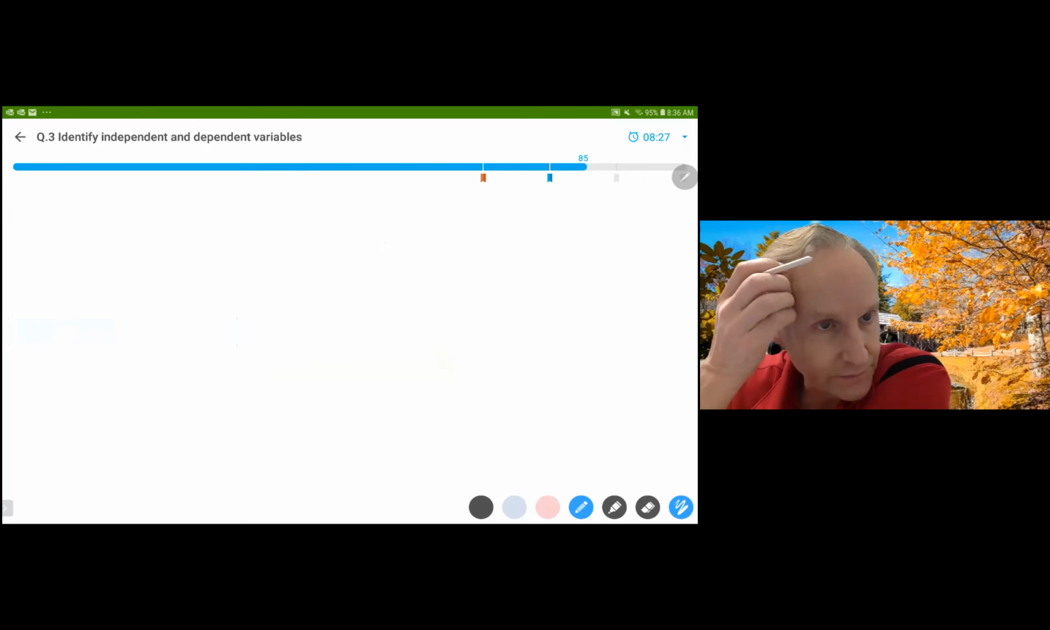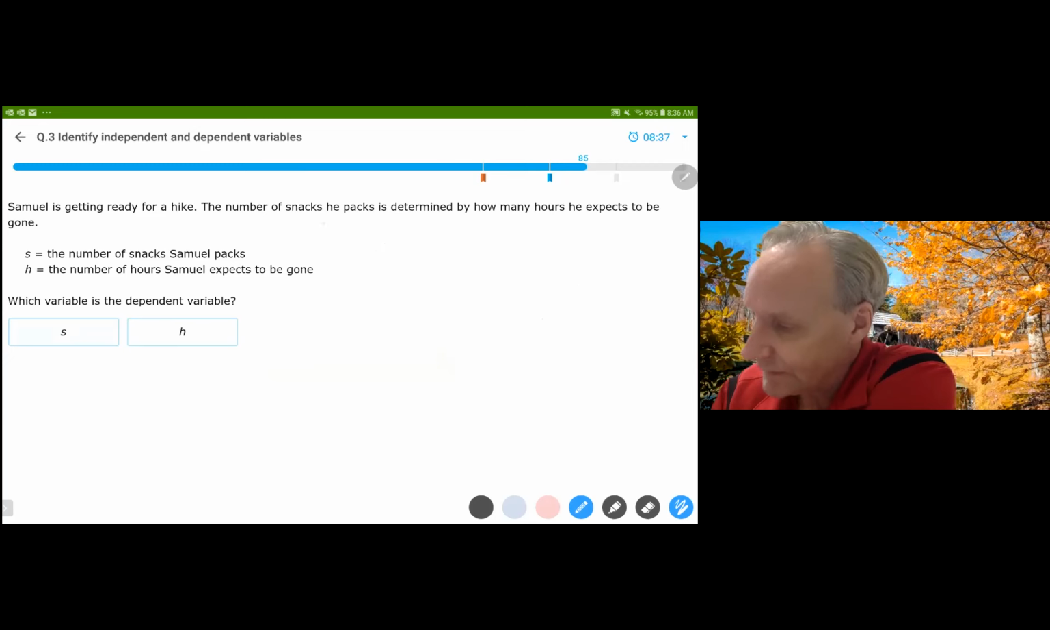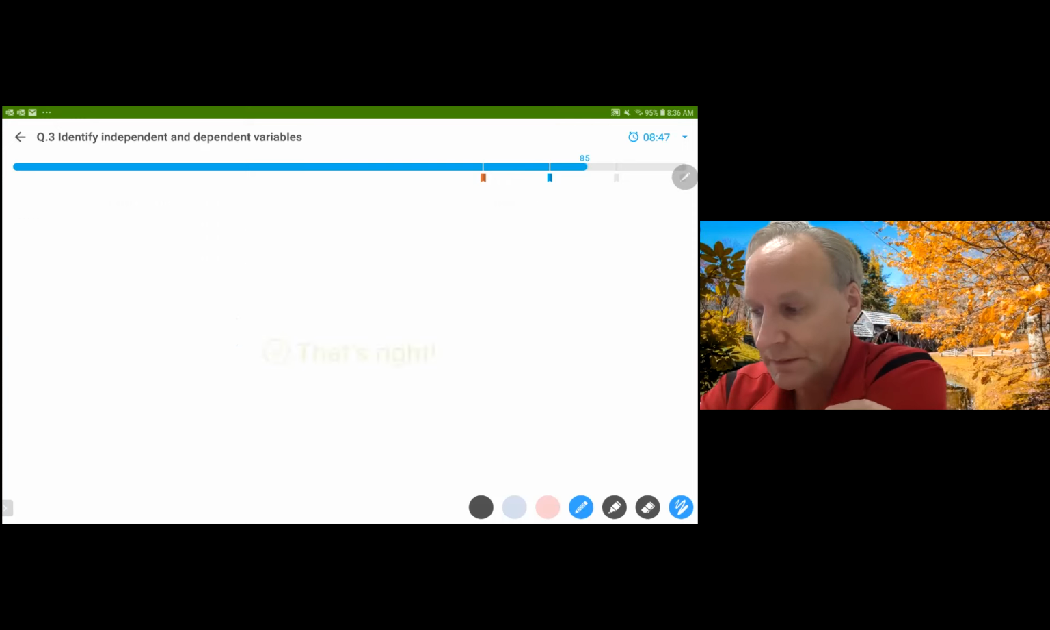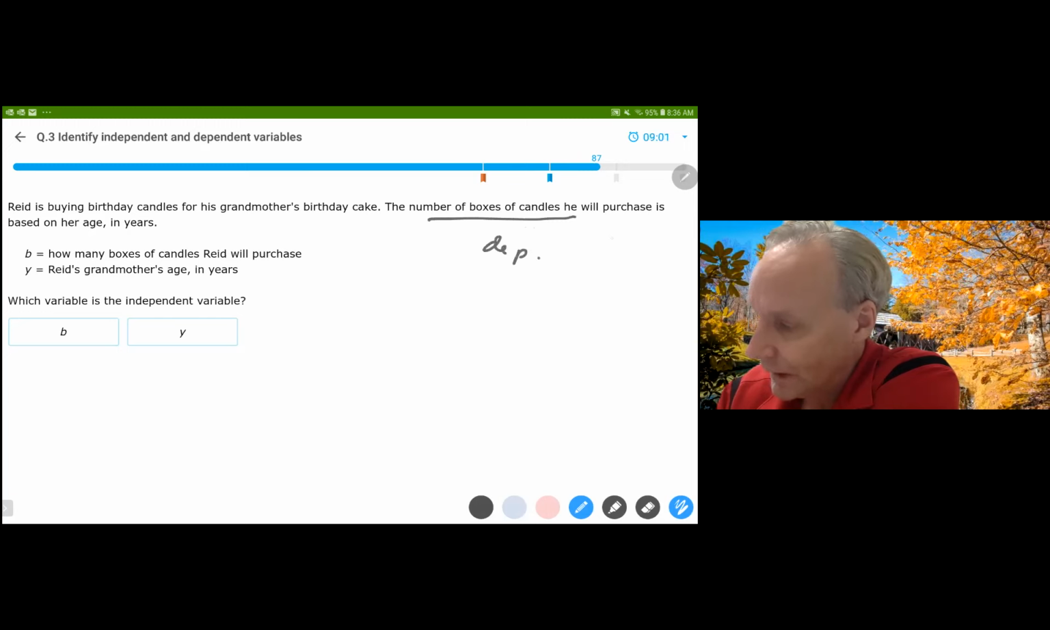We'll go a little faster now since they only want us to do one or the other. Okay, so Sam's getting ready for a hike. The number of snacks is determined by, so snacks is the dependent because the number of snacks depends on how many hours, doesn't it? Rita's buying birthday candles. The number of boxes is based on years. So the number of candles depends on the age, doesn't it? So the independent is the age in years.